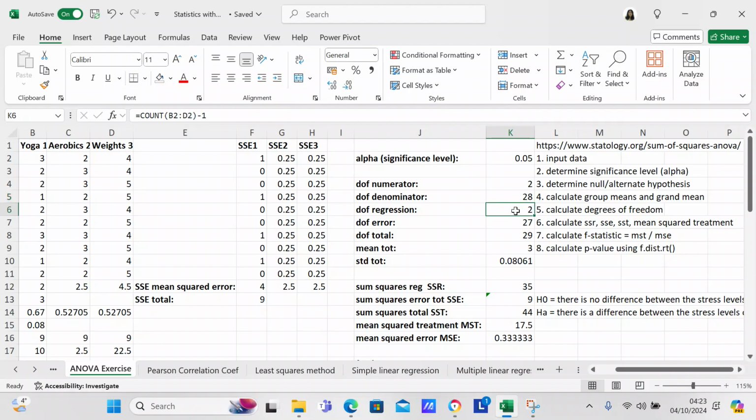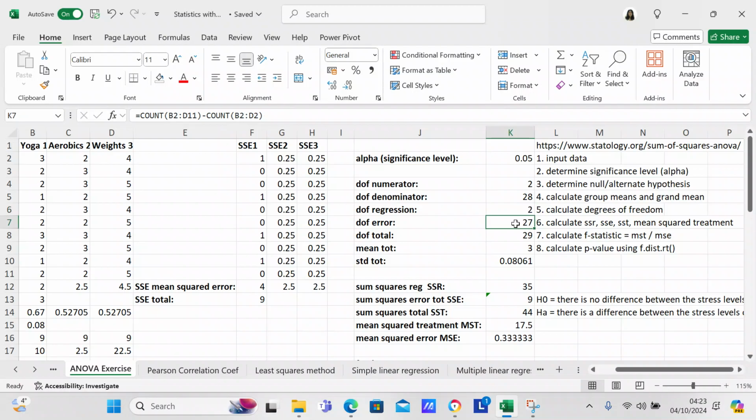Now we're going to do the DOF regression, which is the same as the DOF denominator, but there are so many formulas that you have to know, I just wanted to keep it separate. I spent a lot of time researching the ANOVA, and the thing about the ANOVA is they give different variables different names. So the DOF regression is the same as the DOF denominator.